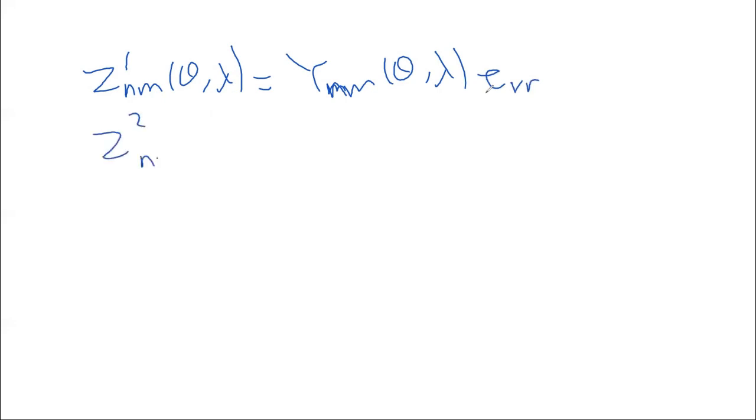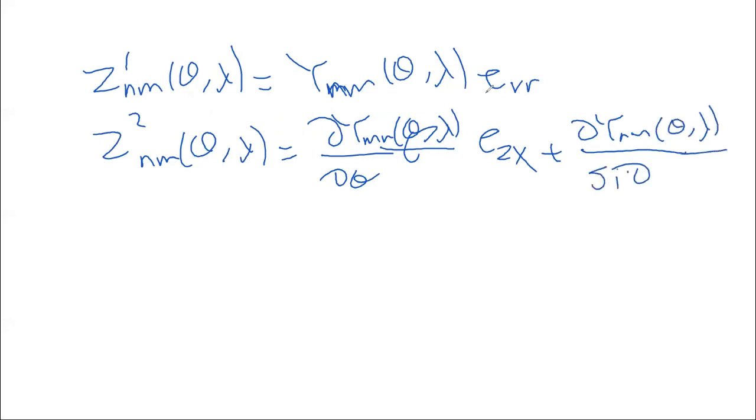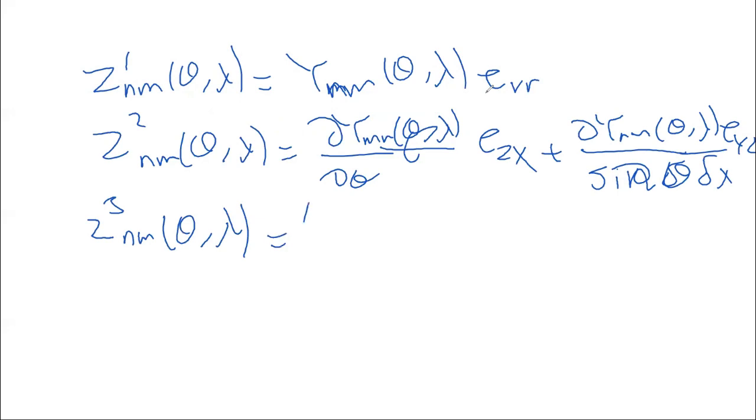When it's 2, this will be derivative of theta lambda, derivative with respect to e zeta x, plus derivative of Y and m, theta lambda with respect to sine theta the lambda e yz, and z3 and m theta will be this little bit long.